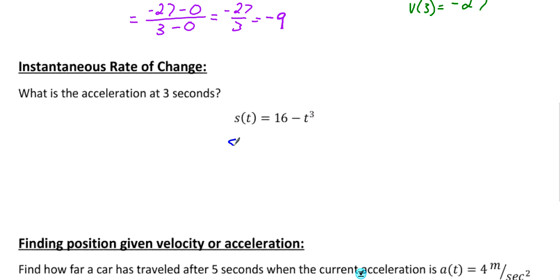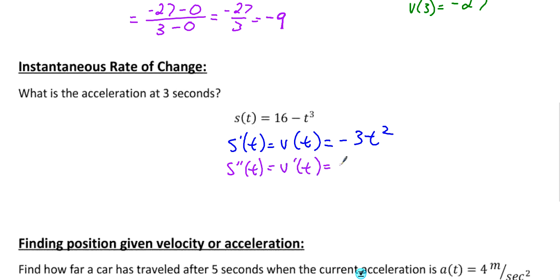So first one, s prime of t, which is my v of t. We already know that. We did it just a second ago. It's negative 3t squared. But now we take the derivative again, which is the derivative of velocity, which is my acceleration equation. And when you take the derivative of this again, you're going to get negative 6t.